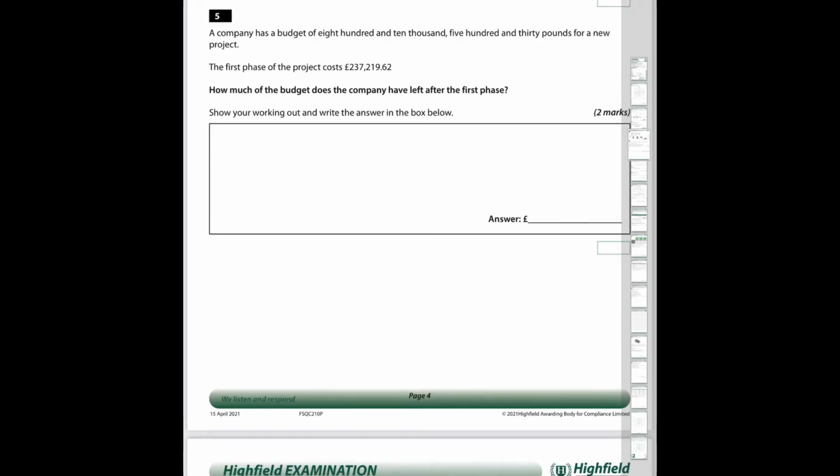So number 5. The company has a budget of £810,530. So let's write that down. Easier to write. So 810,530. So that's that written down. The first phase of the project costs £237,219.62. How much of the budget does the company have left after the first phase? So we're just taking that number from that number.